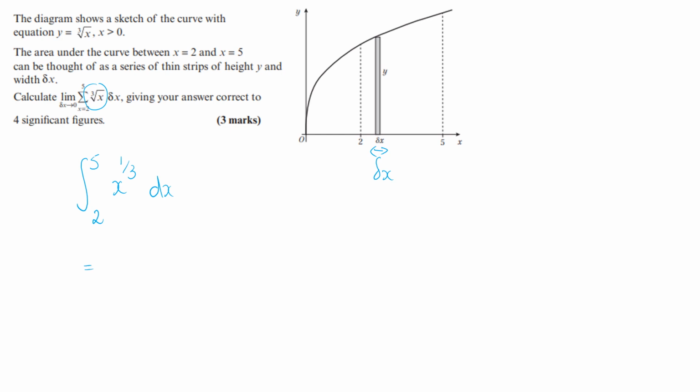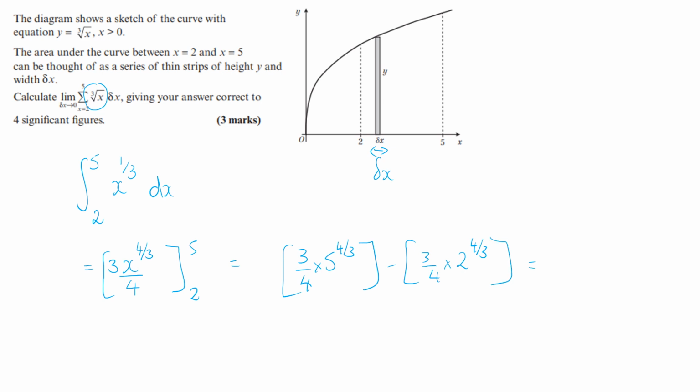So let's do the integration. We're going to add 1 on, so that'll be 4/3. Dividing by 4/3 is timesing by 3/4, and we're going between 2 and 5. Putting in our limits, it's going to be 3/4 times 5 to the 4/3, take away the lower limit, 3/4 times 2 to the 4/3, and if you put that in your calculator, it comes to 4.5225, and they want the answer to 4 significant figures, 4.523.